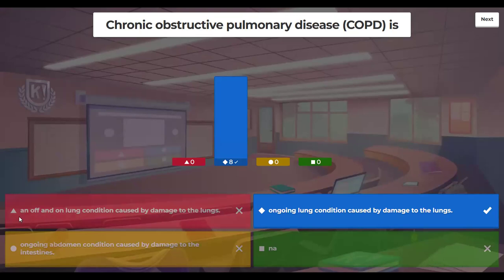Just wanted to know why you did not select an on and off lung condition. Because it's chronic, so it means long term. So it's always going to be there. So exactly, it's not like the flu. We get it and we treat it and it goes away, or a cold. Exactly. All right, good.